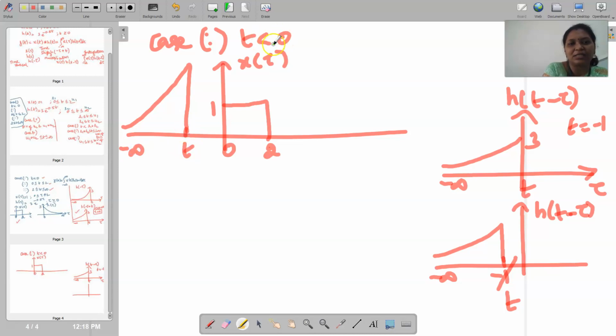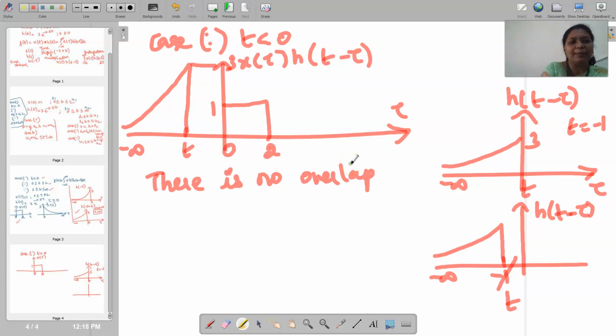Okay. If I consider t less than 0, I will have your h of t minus tau as this. So, when you multiply x of tau into h of t minus tau, okay. So, we need to consider whether there is any overlap or not. Okay. So, what is the amplitude here? It is 3. Whether there is any overlap, there is no overlap of the signal of h of t minus tau and x of tau. So, you can write the condition that there is no overlap.